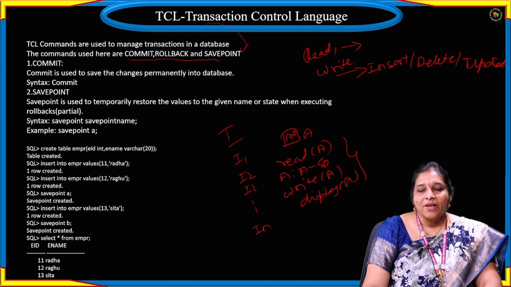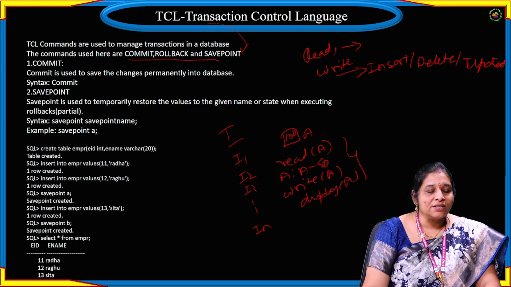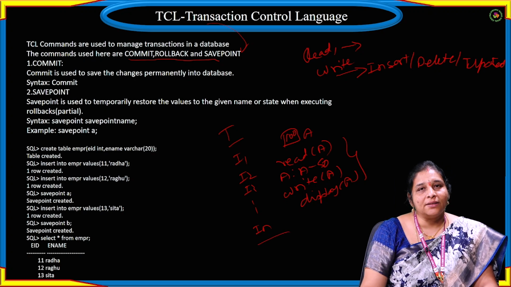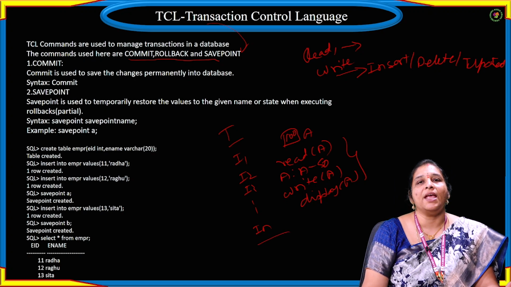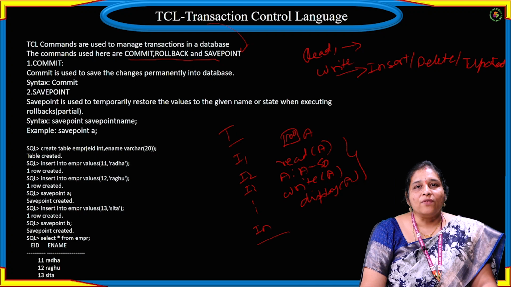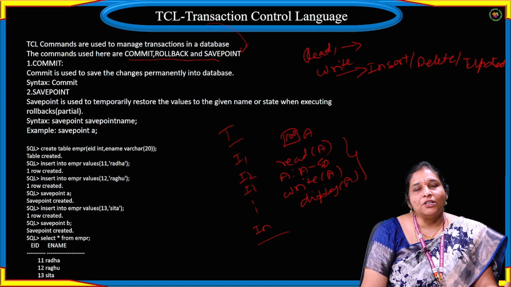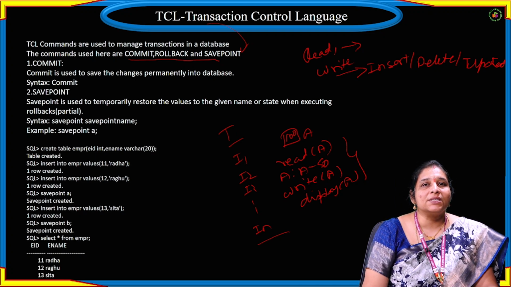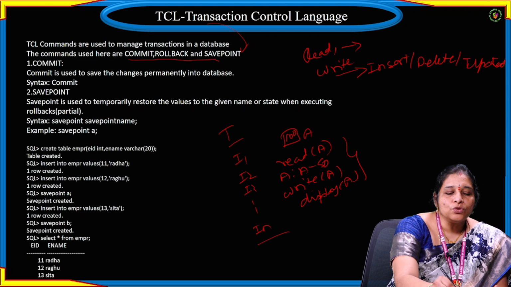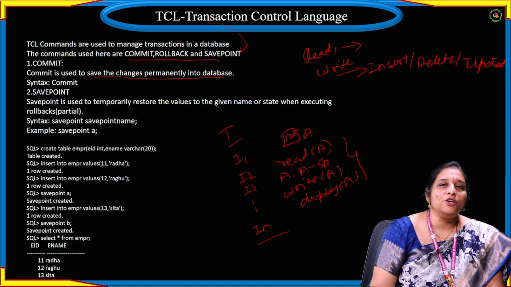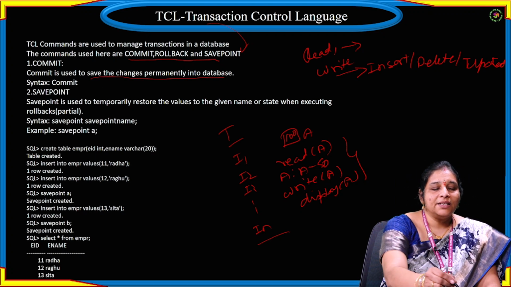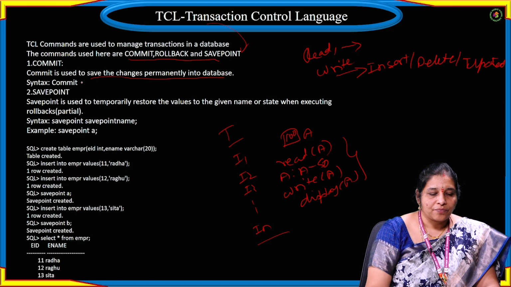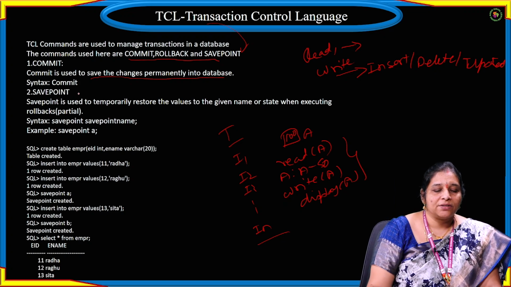Whenever I am doing transactions, there are successful transactions, which means up to the end the transaction has been executed successfully. Now I want to save these values permanently to the database, so I can use commit. Commit is used to save the changes permanently into the database. The syntax is simply commit.